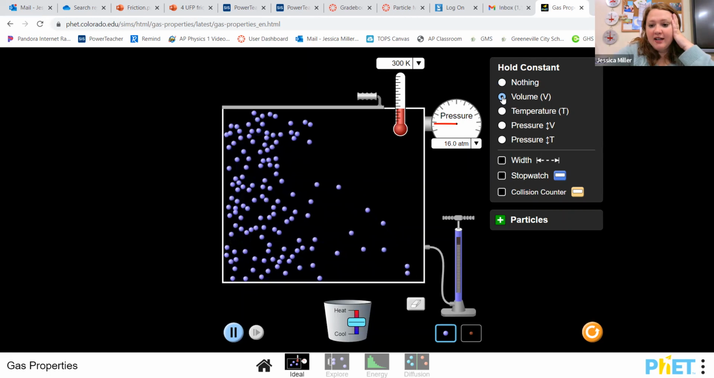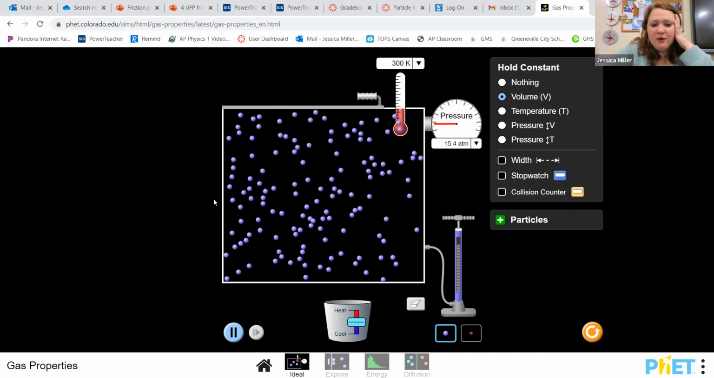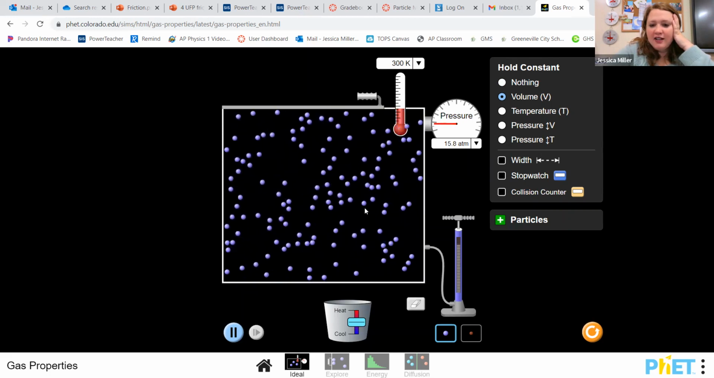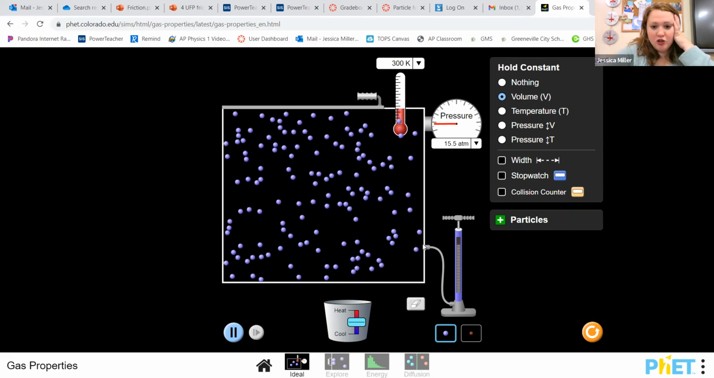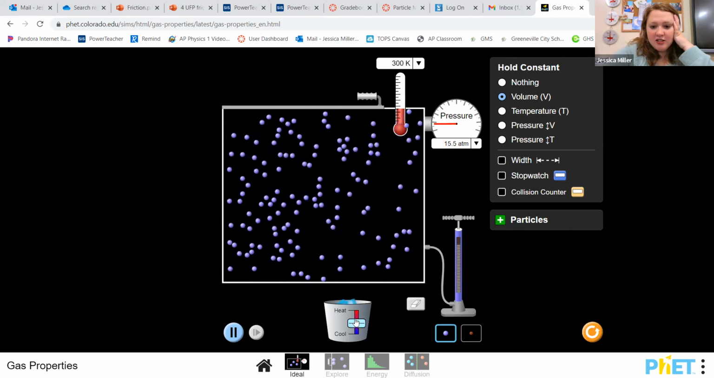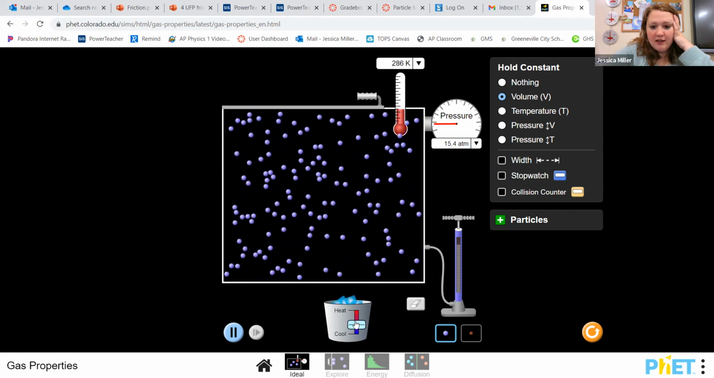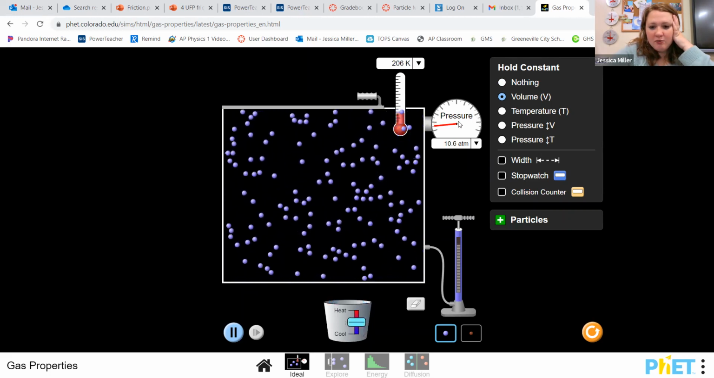So I'm going to go ahead and make sure that that is held constant. And so now we can't move the volume. Everything is going to depend on the temperature. So what we're going to do is we are going to be changing the temperature. You can change the temperature by cooling it and recording the pressure.